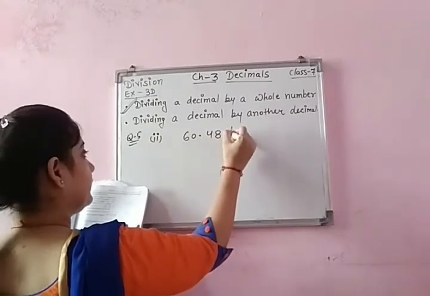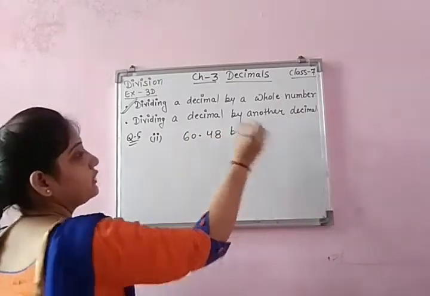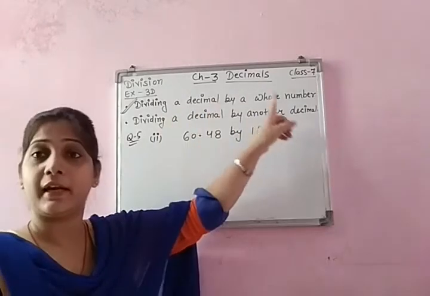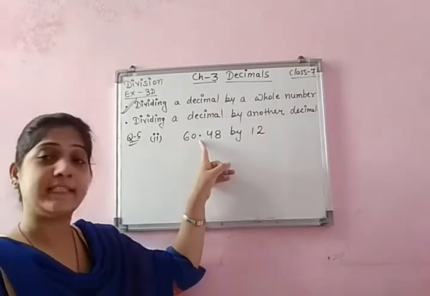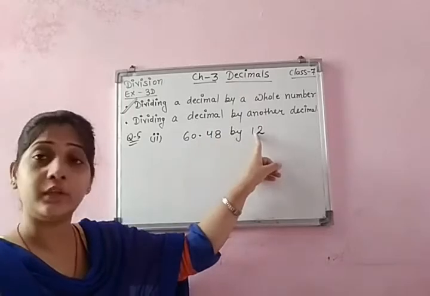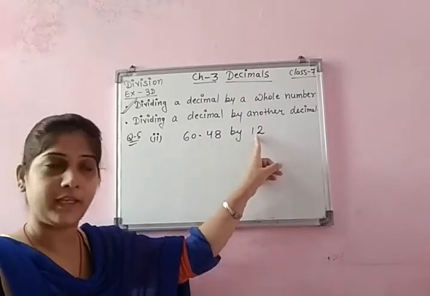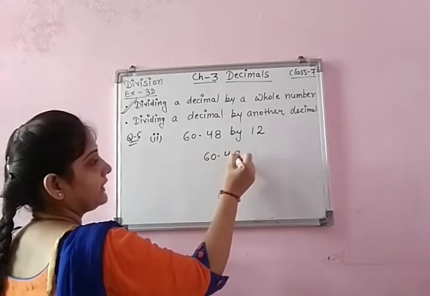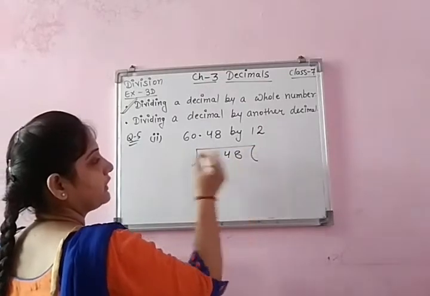The second part is 60.48. You need to divide it by 12. So what is the first topic? Divide a decimal by a whole number. You can see this is a decimal number and this is a whole number, not a decimal number. So we have to divide it, and everyone knows how to divide. In our previous video, we also learned this.